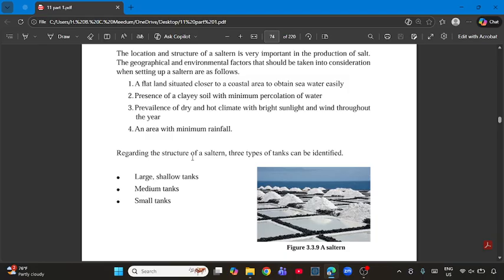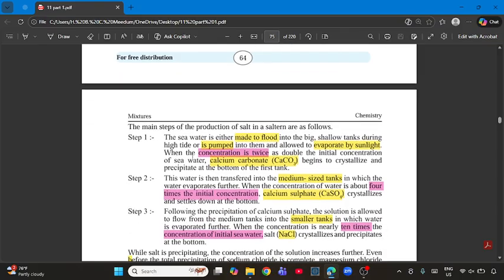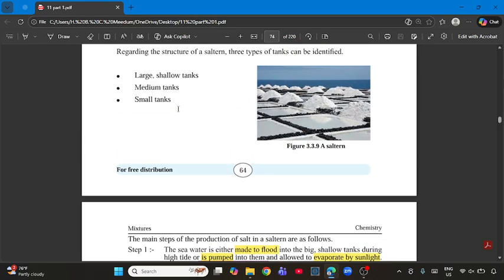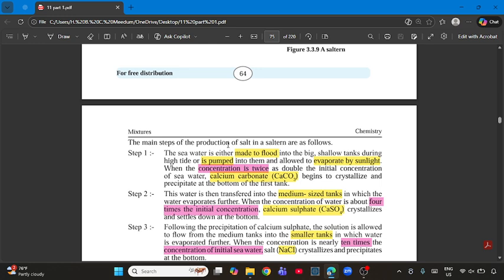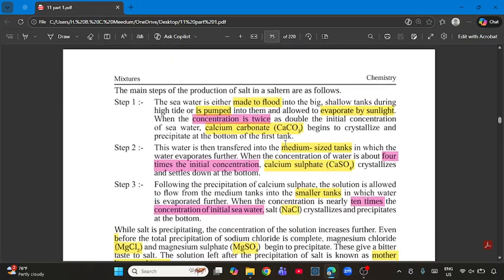Then regarding the structure of a salton, 3 types of tanks can be identified. What are these 3 types of tanks? One is large shallow tank. The second one is medium tank. The third one is small tank. Here the step 1 happens in the large shallow tanks. The main steps of the production of salt in a salton are as follows. The seawater is either made to flood into big shallow tanks during high tide or is pumped into them.